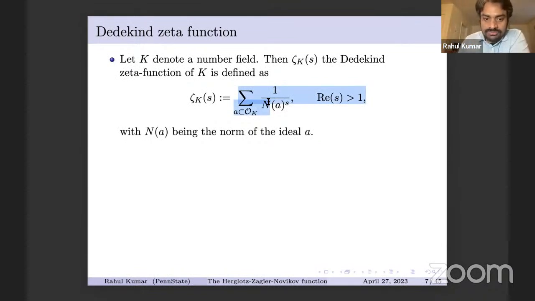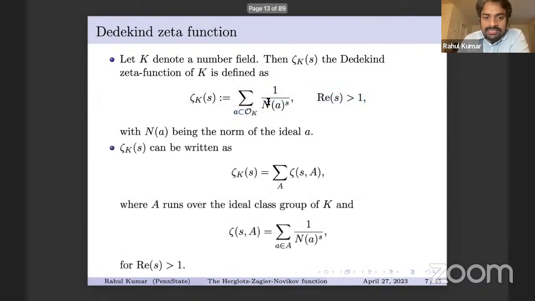And N(A) is nothing but the norm of the ideal A. And this Dedekind zeta function can be dissected in terms of the class number, and that sum now runs over the ideal class group of K. This partial zeta function can be defined in a similar way as the Dedekind zeta function, but now the ideals are coming from one ideal class only, the ideal class A. Okay, so the question is, what is the Laurent series expansion for the Dedekind zeta function?